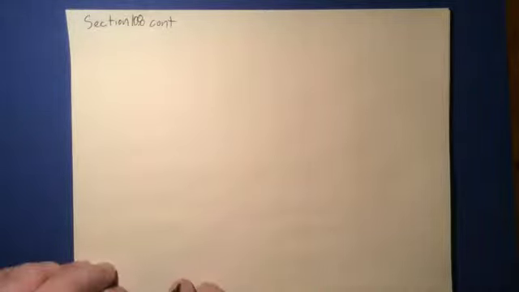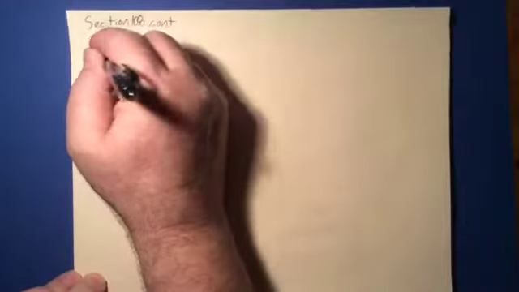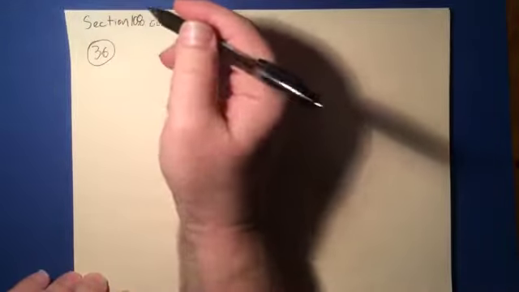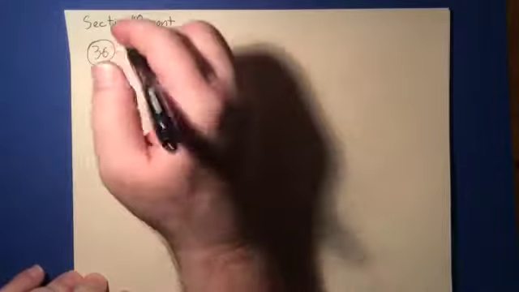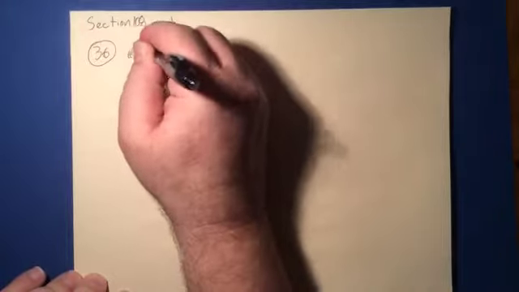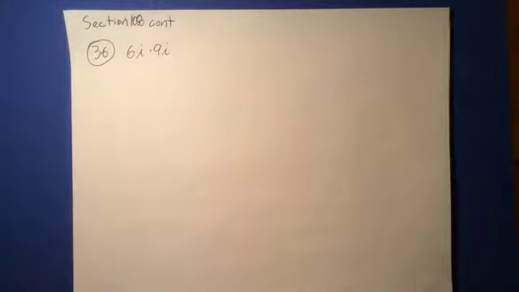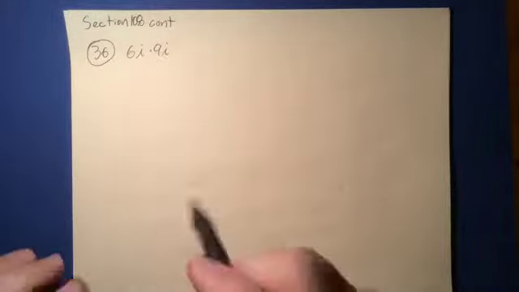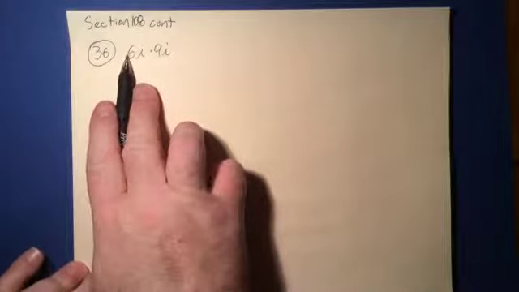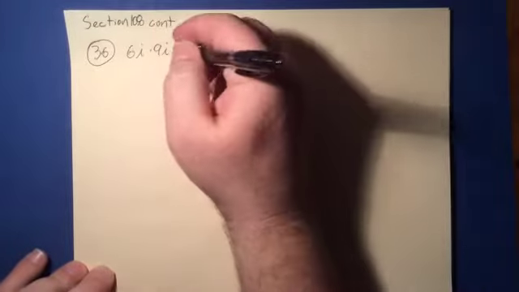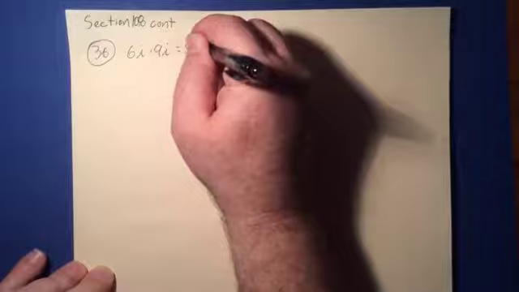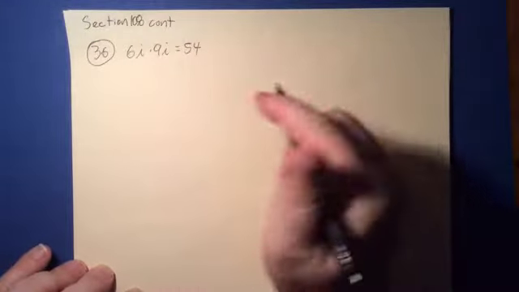This gets a little tricky because the order in which this is done is very important. So let's start by taking a look at question 36. In question 36, we have the quantity of 6i times 9i. So we're multiplying these now. We'll multiply 6 times 9, and that's going to equal 54. Nothing real complicated about that.